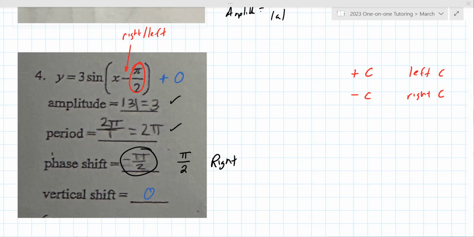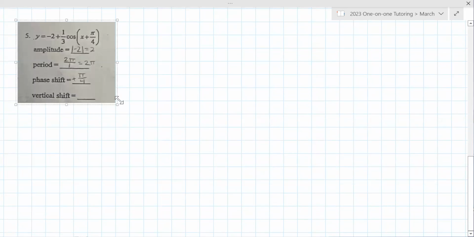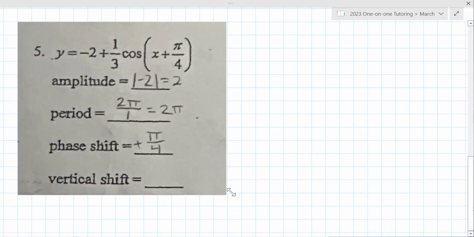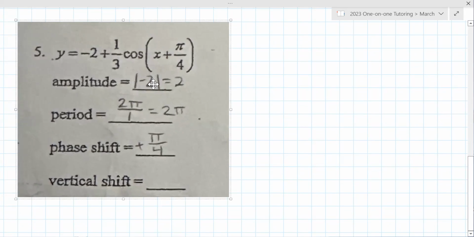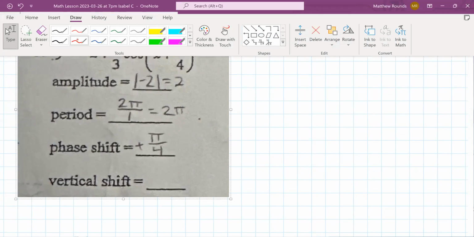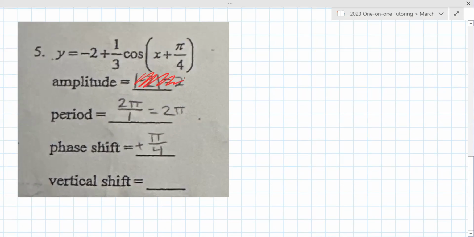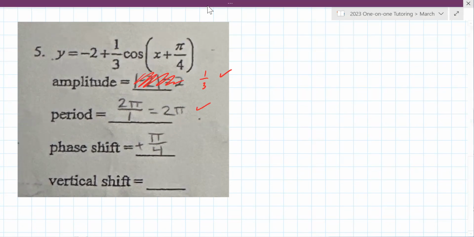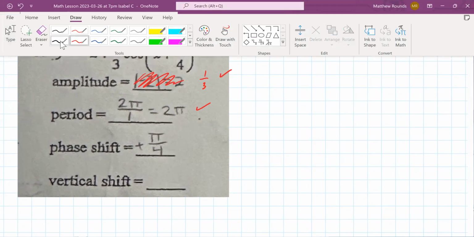All right. Any questions on that before we move to 5? No, I think we're good. Okay. All right. So this has got an issue with the amplitude. You want to clarify for us here what the correct amplitude should be? It should be 1/3. Good. Period's good.